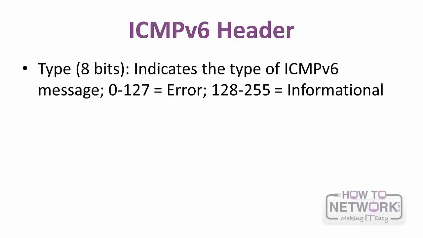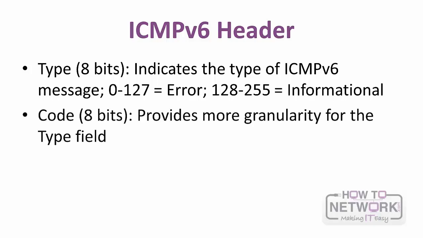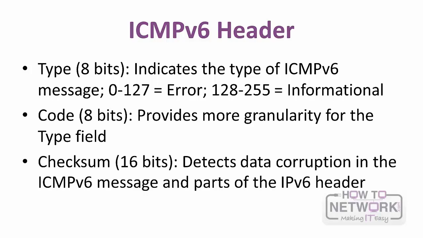Type, 8 bits, indicates the type of ICMPv6 message. Type values from 0 to 127 identify error messages, while informational messages have type values of 128 to 255. Code, 8 bits, provides more granularity for the type field. Its meaning will depend upon the message type. Checksum, 16 bits, used to detect data corruption in the ICMPv6 message and parts of the IPv6 header.